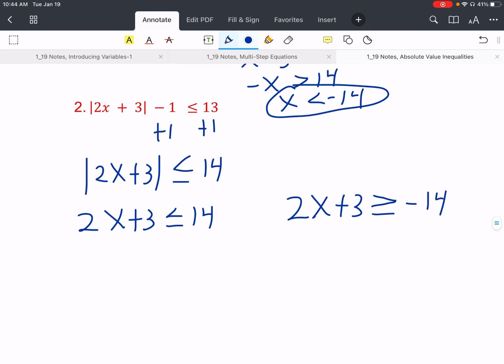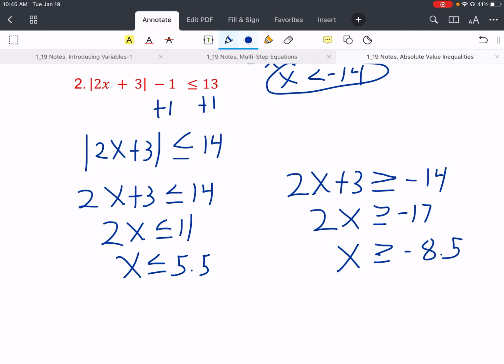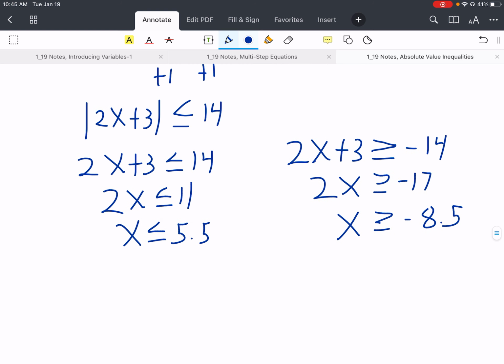I guess we can finish that off. That would be 2x less than or equal to 11, so x is less than or equal to 5.5. Here, 2x is greater than or equal to negative 17, so x is greater than or equal to negative 8.5. So this one is an and, right?